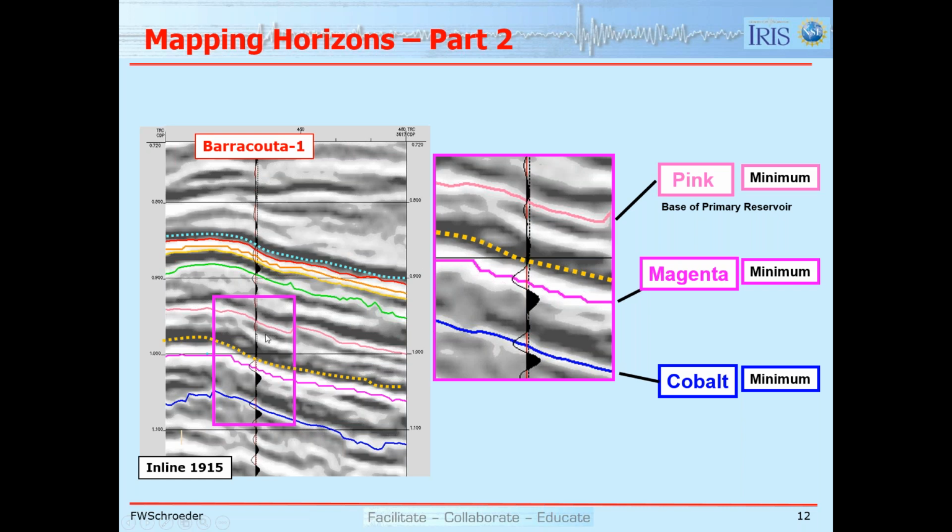So instead of two horizons that the exploration team worked on, now we have 6 or 7 horizons that we want to map around and correlate.